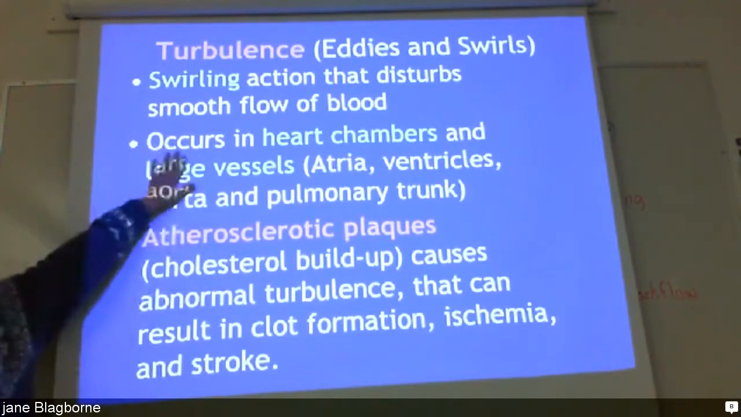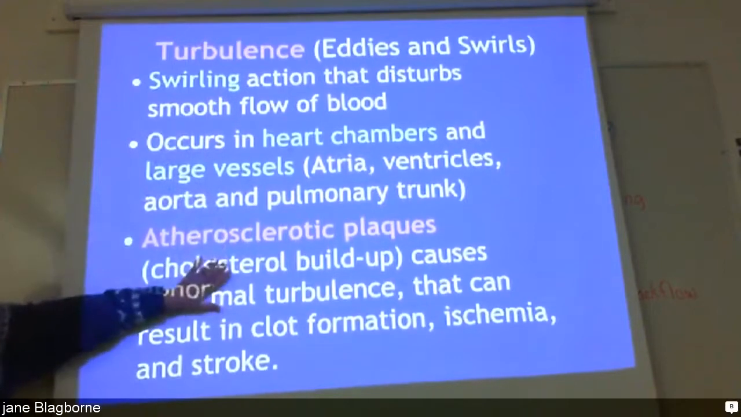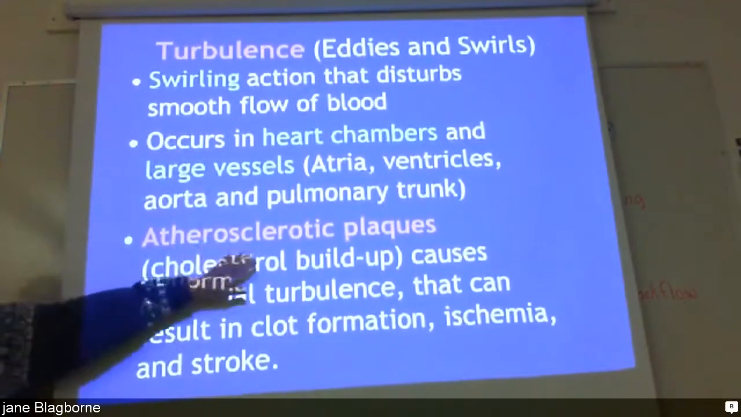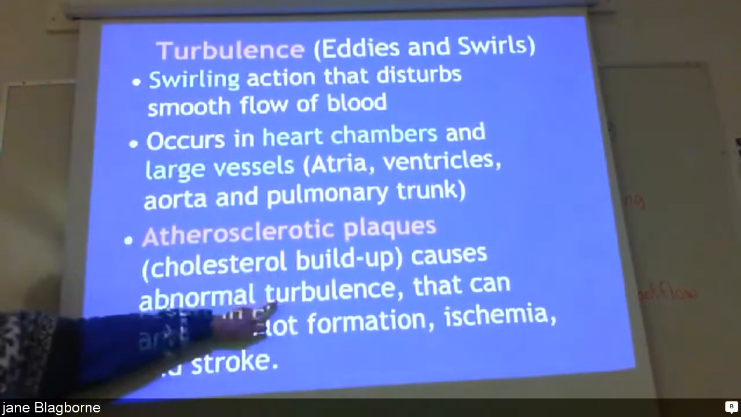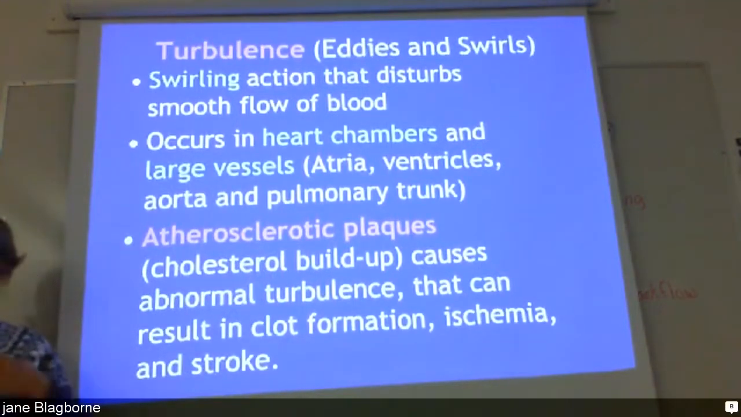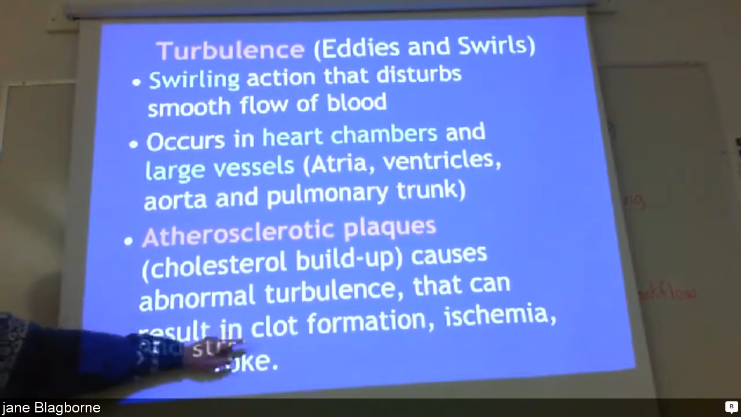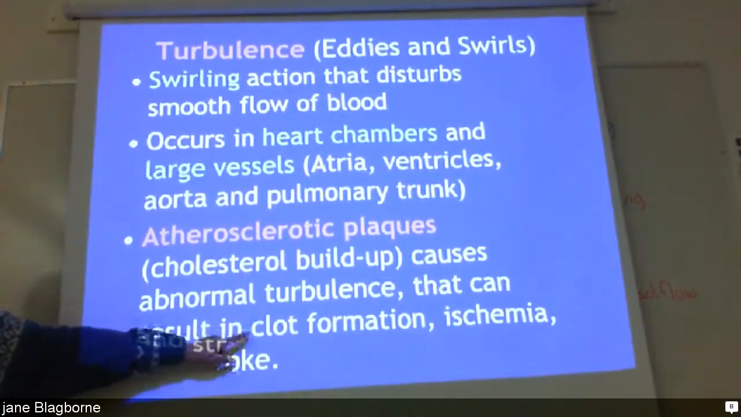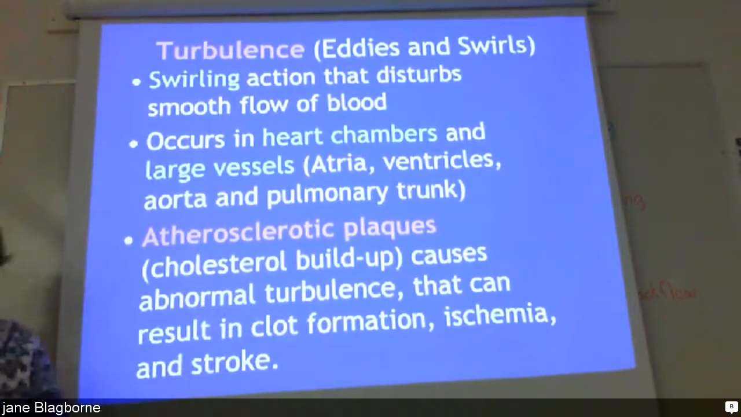The reason they gave you this information is that atherosclerotic plaques cause turbulence in areas where it's not supposed to be. And that could contribute to the formation of clots. And as soon as you get clots, of course, you're going to have problems with deep vein thrombosis, and problems with strokes, CVAs.